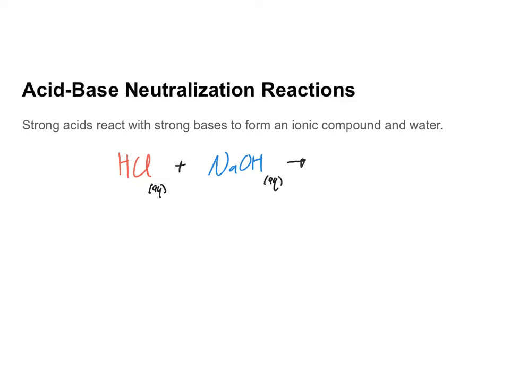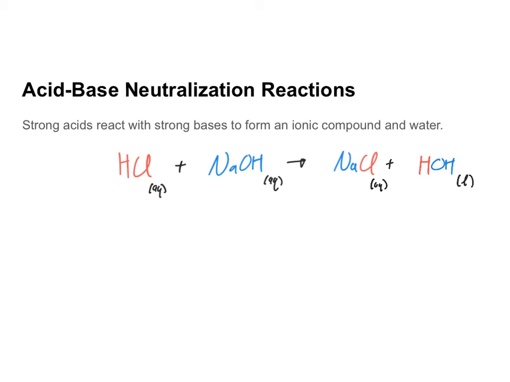Then when they switch around, they create an ionic compound like NaCl, and they create water. I'm going to write water as HOH to illustrate this point. The NaCl is an ionic compound that stays dissolved in solution, so it's aqueous. The water that's produced is technically liquid water, so it's pure.